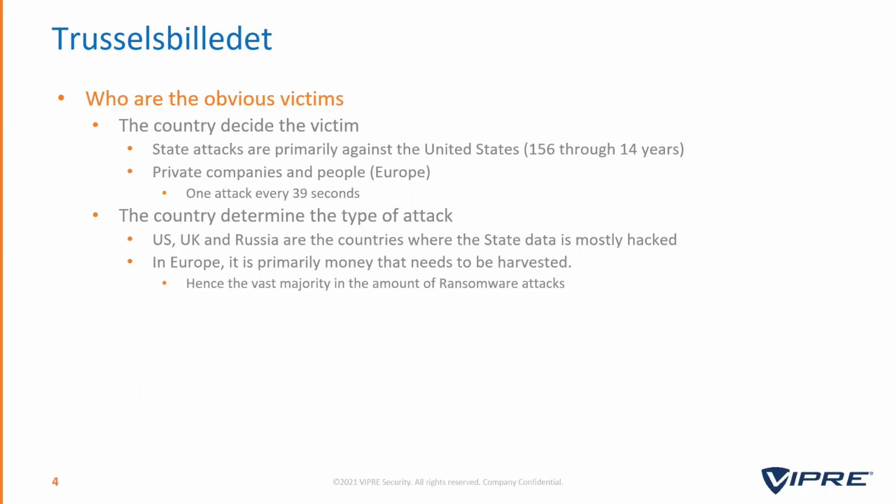Then why do we hear that Mr. Putin and Russia are hacking Europe? That's because in Europe, attackers are aiming at private companies, companies where they can implant the ransomware and get the money out. That's why it's private companies and private people who are getting hit, to the amount where we see an attack every 39 seconds.